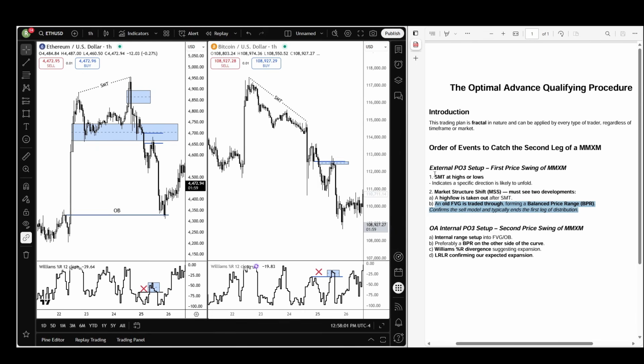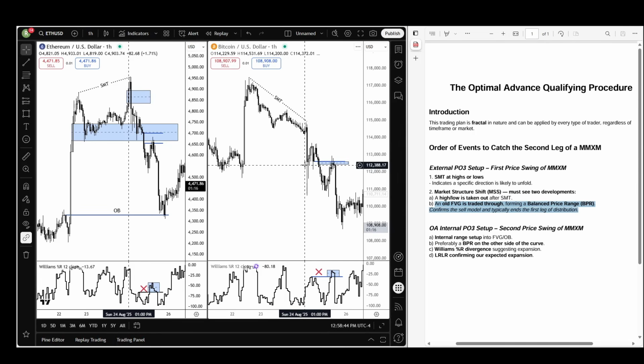The first thing that we must see is the SMT on significant highs or lows. Here we're looking at Ethereum and Bitcoin on the 1 hour chart. Here we can clearly see that we have SMT divergence on this respective high. Ethereum is taking out the high, while Bitcoin is failing to take out the respective high. What does this indicate to us? It indicates a potential change in state of delivery and that lower prices are likely to unfold. So that's the first thing.